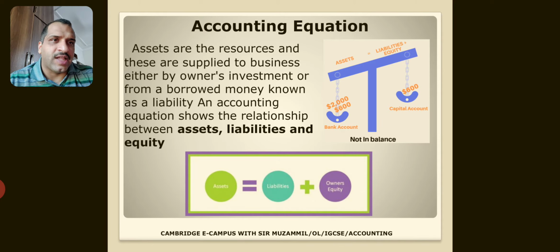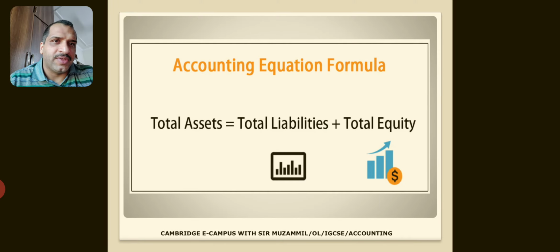So 2000 is liability. That's why it is always said that asset is equal to liabilities plus owner's equity. This is known as the accounting equation. It shows the relationship between assets, liabilities and capital. So remember this accounting equation: total assets equal total liabilities plus total equity. If the examiner gives you two items, the third item you can easily find.